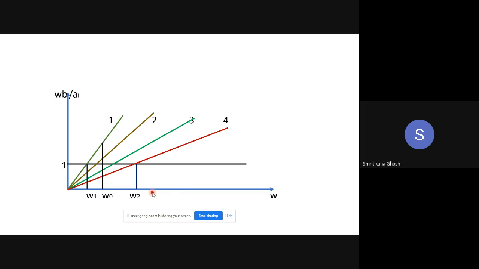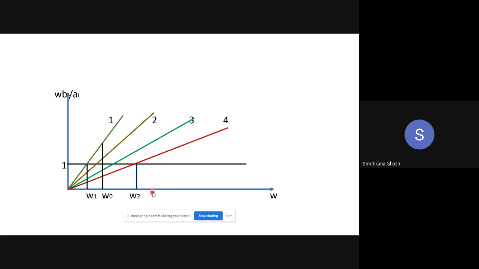Ma'am, when the wage rate is W1, then country A will produce both? Country A can produce only one, because for commodity one, LAC is the same for both the countries. So both countries can produce commodity one.